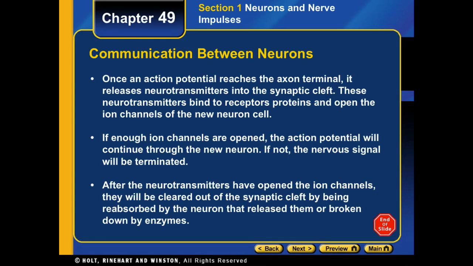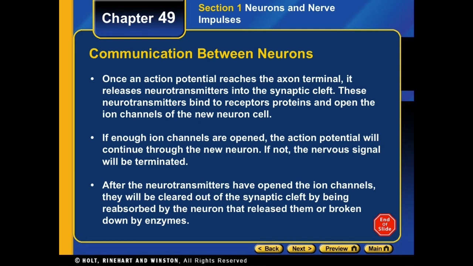All right, a couple side notes. Once the action potential or nerve impulse reaches the end of the axon, or the axon terminal, it releases chemicals called neurotransmitters into that gap called the synaptic cleft. These neurotransmitters are going to bind to proteins, and they're going to open up new channels on the next neuron so that the impulse can continue. If enough ion channels are open, the action potential will continue through the next neuron. If not enough ion channels open up, then the nervous signal will be terminated.